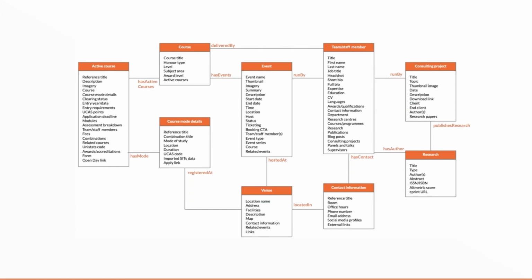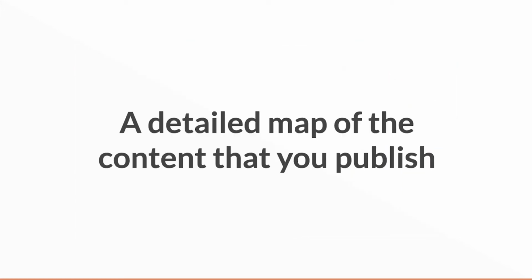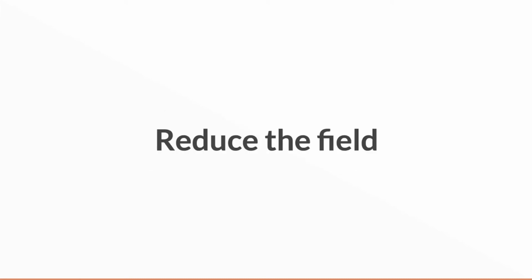So the content model is a detailed map of the content that you publish. First thing we'll do then is reduce the field, because maybe you don't have content for everything in your domain model. It's not part of your core business. There's a good question there. Should it be part of your core business?